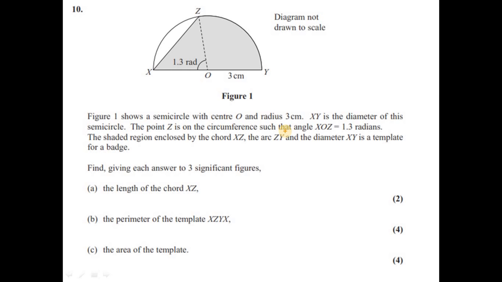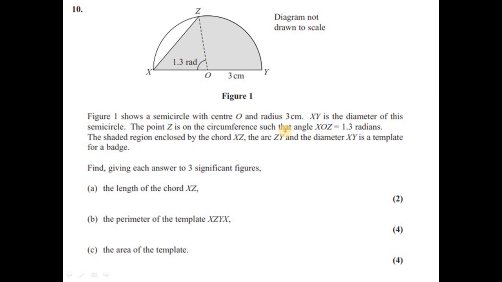Figure 1 shows a semicircle with the center O and radius 3 centimeter. XY is the diameter of the semicircle. The point Z is on the circumference such that angle XOZ equals 1.3 radians. The shaded region enclosed by the chord XZ, the arc ZY, and the diameter XY is a template for a badge. Find, giving each answer to three significant figures.